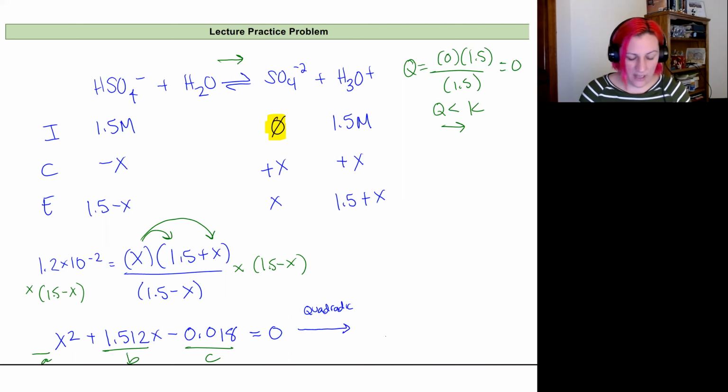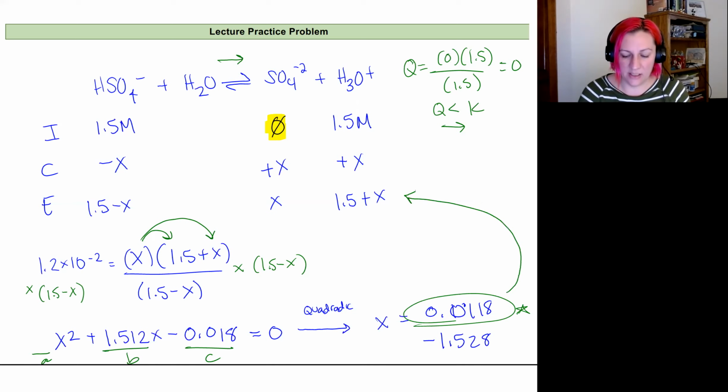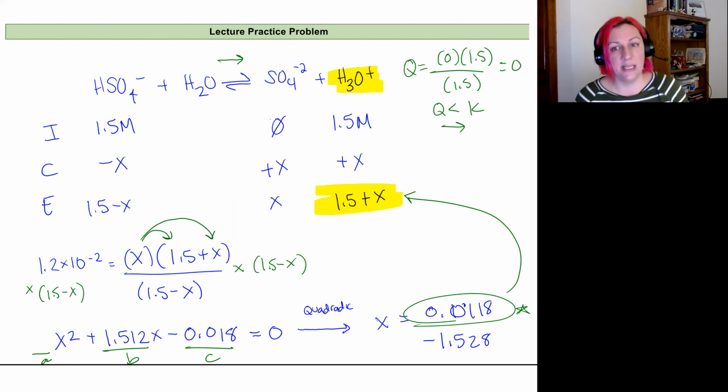And I get two values. I get x is equal to 0.118, and I get x is equal to negative 1.528. Only one of these makes sense, right? We can't have a negative x value for concentration. We can't have negative molecules. And so this is the only one that's reasonable. So I plug that back into my equilibrium expressions for change, and the one that I'm actually really interested in is the H3O plus, because I need to calculate the pH, and the pH is only going to depend on that one.